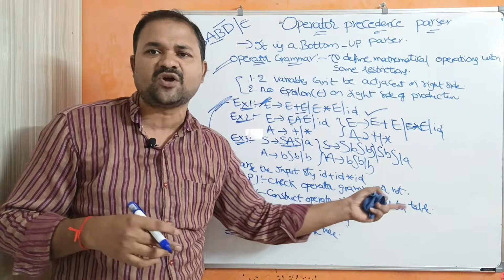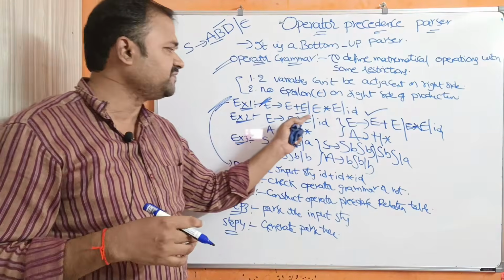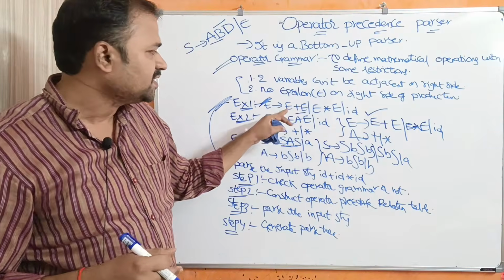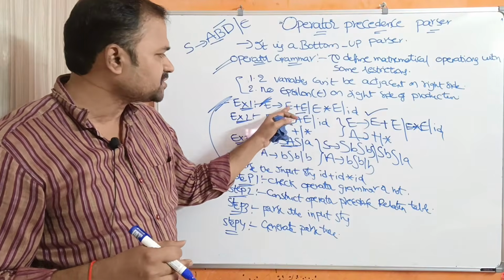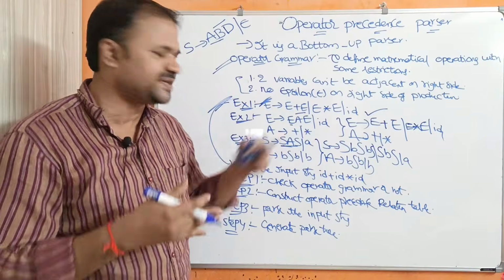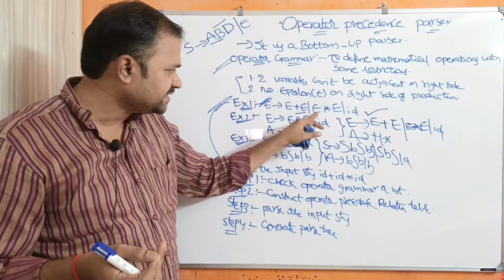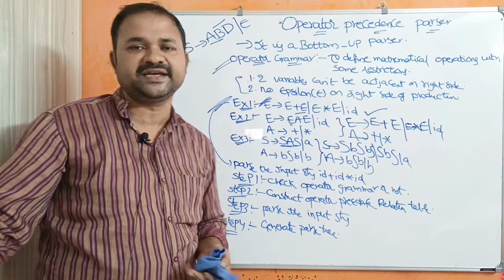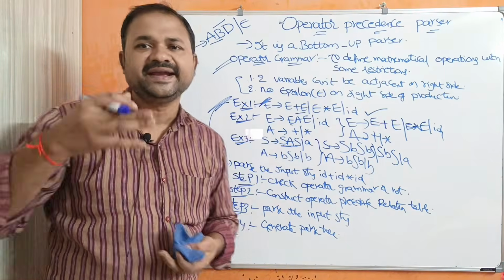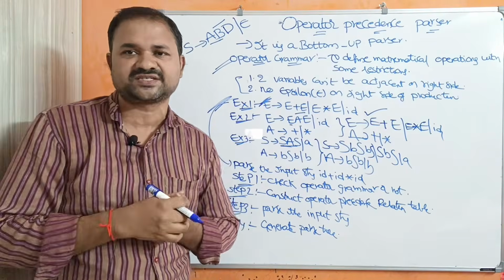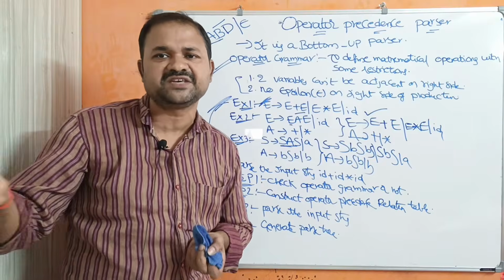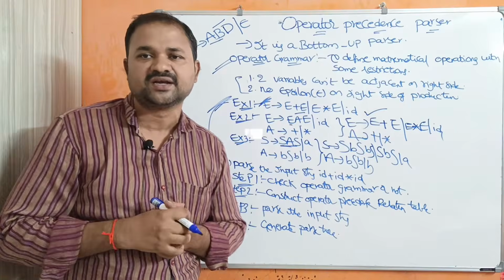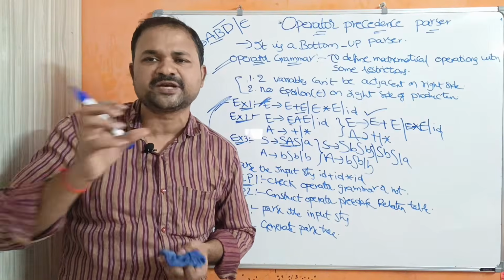Suppose the string is not given, then from the starting symbol we can easily generate a string. E produces E plus E. What is E? ID. So we can directly write it as ID plus ID. Or what is this E? E star E. So the string will become ID plus ID star ID. Or we can have another string, ID star ID plus ID. It is your choice. In the examination, if the string is not given, then from the grammar we can easily generate an input string. So totally we have to follow 4 steps here.